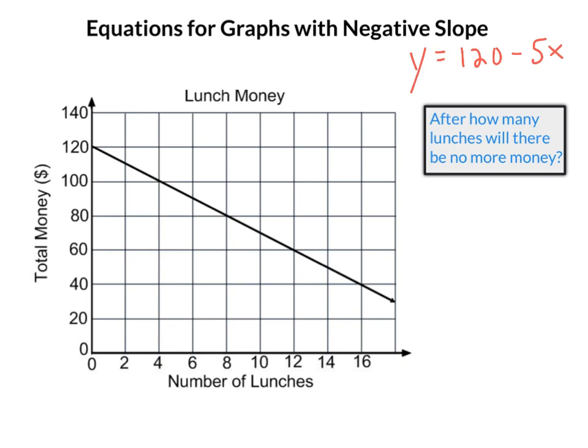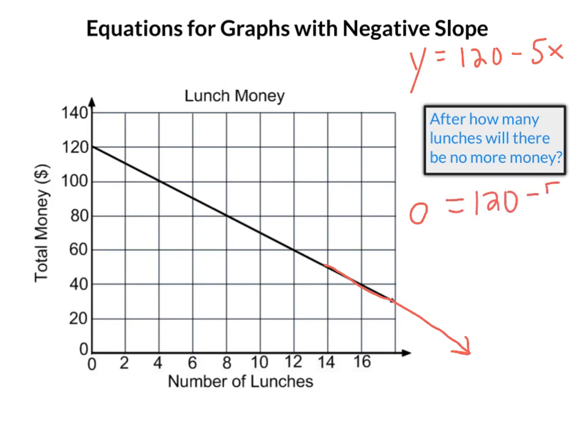So the graph would help us answer this question if the graph continued down and went all the way down to 0. So it doesn't. We could figure out where it would end up, but we can also solve this problem using the equation. So if I want there to be no more money, I'm going to set my total, or y, equal to 0.